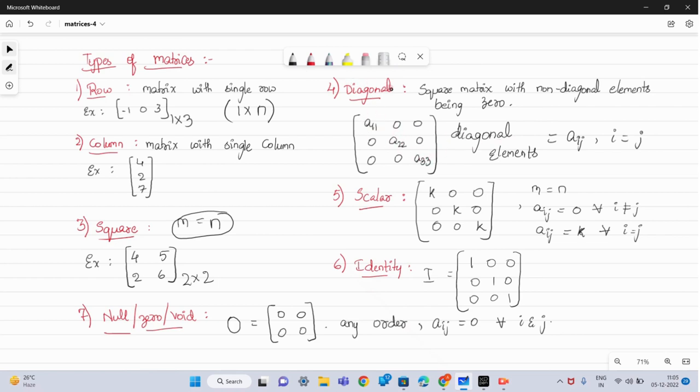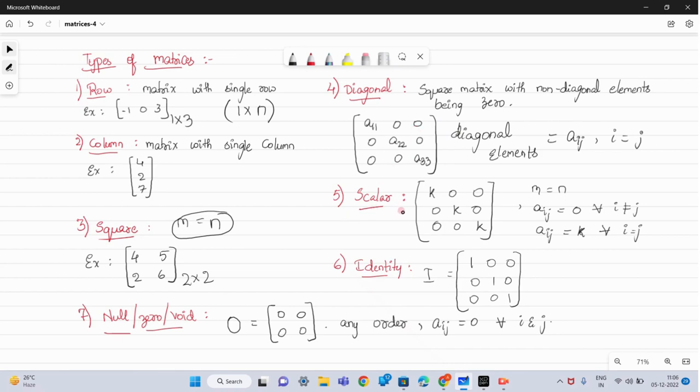So what is a diagonal matrix? A diagonal matrix says that all the non-diagonal elements will be 0. But the diagonal elements can be any number. It might be any constant or any variable, any kind of number. But all non-diagonal elements will be 0.